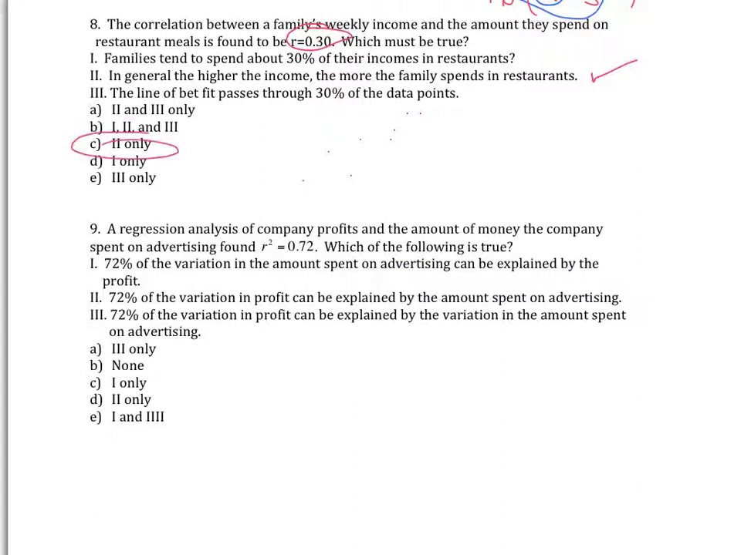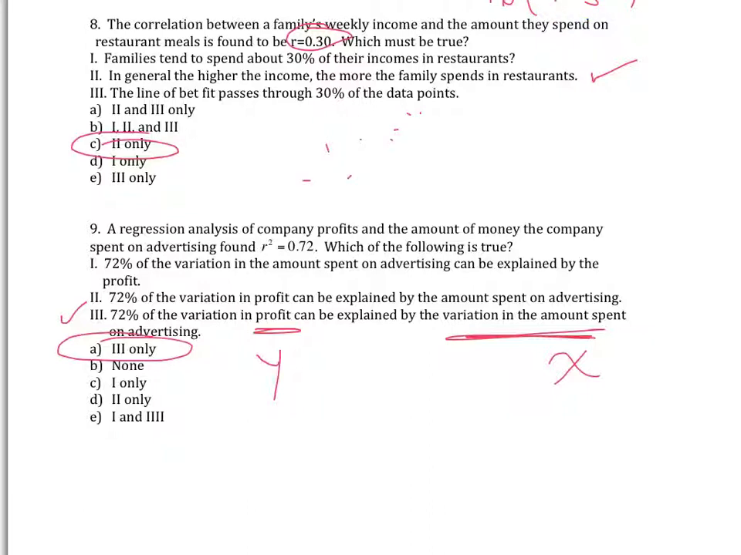In number 9, they're asking you if you can interpret R squared. R squared we've always explained as the variation in y explained by the variation in x. So we need something with both variations in it. If you look at choice 3 here, 72% of the variation in profit, which is our y, can be explained by the variation in the amount spent on advertising, which is our x. So that is the correct choice. It has the double variation. So that is choice A.